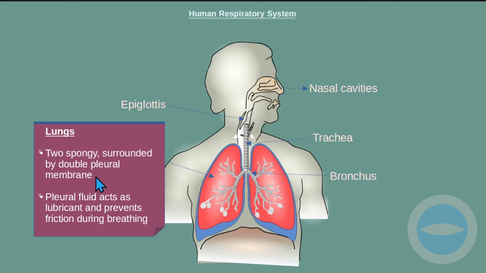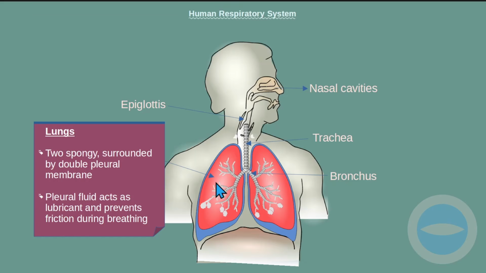So I talked about ribs, which protect the lungs against injury, and now we have the pleural membrane. The pleural membranes are the membranes around the lungs, so they are also protecting the lungs. And then there is pleural fluid, which acts as a lubricant and prevents friction during breathing. Pleural fluid is found in between the double pleural membrane. So the lungs, this big part here, are the lungs.